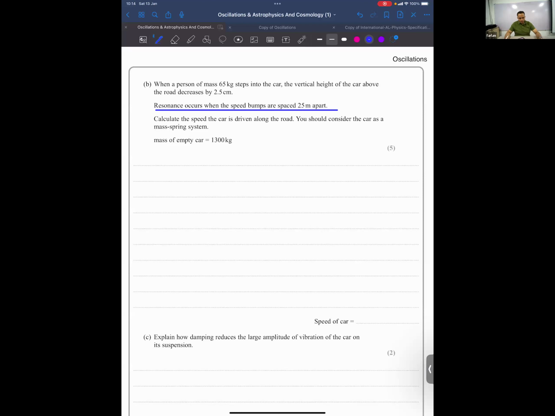The mass of the empty car is 1,300 kilograms. This is very much similar to the earlier question that we did. So I can find it by using T equals, what is the time period for a spring system? 2 pi square root of m over k. I can find the time period of the oscillation using this. For that, I need to first find the k.